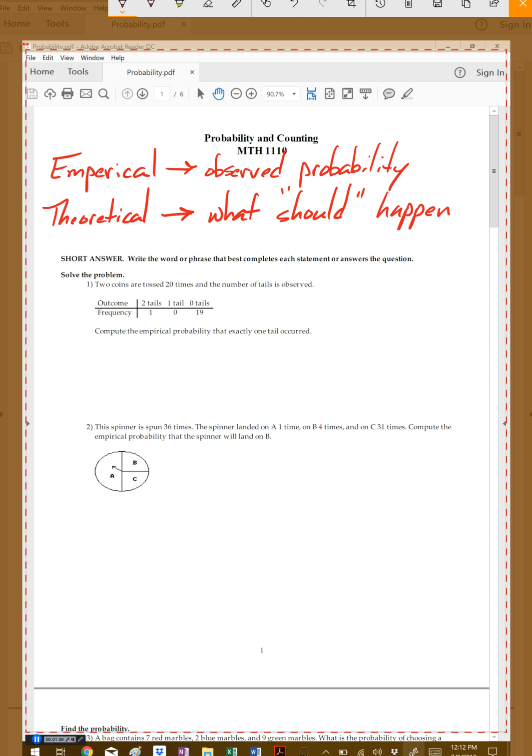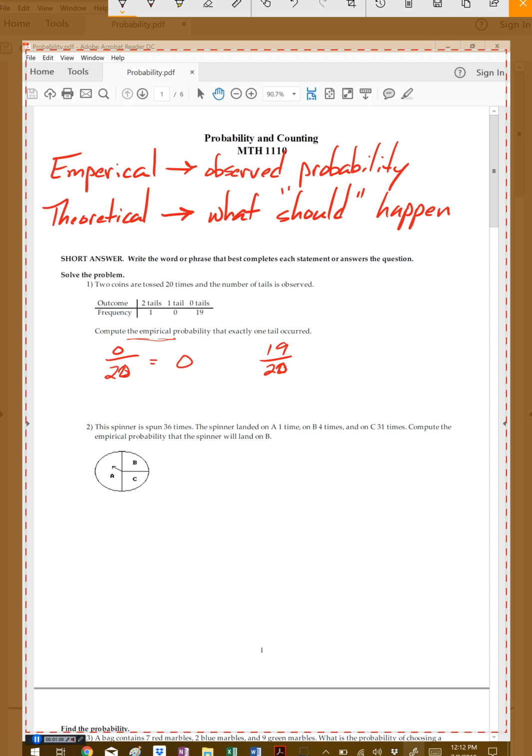They want to know what's the empirical probability that exactly one tail occurred. So one tail is right there. The empirical probability is 0 out of 20. 20 is the total number of times that it was tossed, or total number of simulations, and the number on top is the number of successes. 0 divided by 20 is 0. That means that it did not happen. If we were asked the probability that 0 tails occurred, then that would be 19 out of 20. Now we know, just using a little common sense, that this particular frequency chart is realistic. This could happen if you flipped two coins 20 times. So it doesn't necessarily match up with theoretical, but again, we're calculating empirical probability.